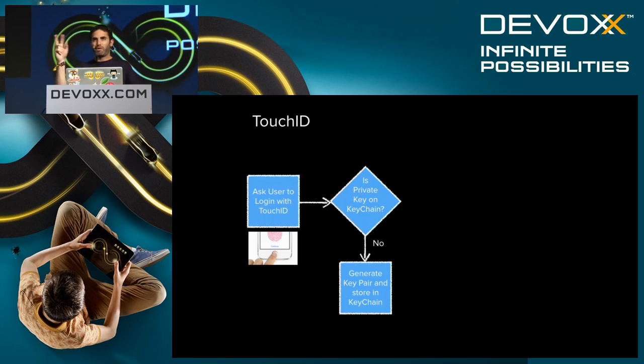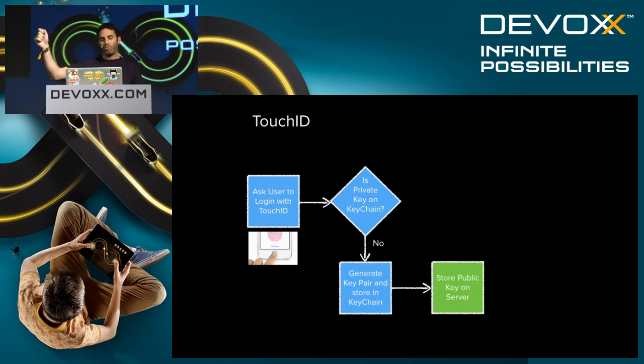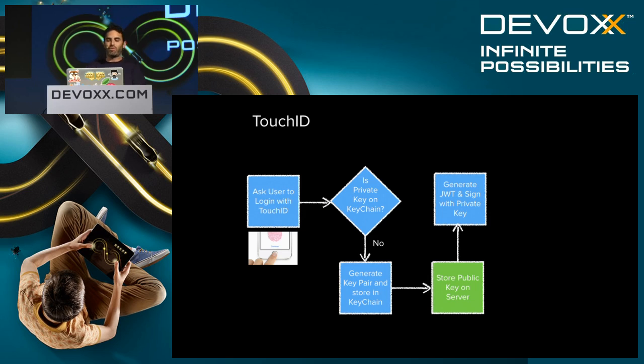You generate a private and public key pair using RSA crypto, and we store it in the keychain, right? The next thing that we do is we call a server and we send the public piece of the key, so that the server knows this is a new public key that you have to accept from now on, right? Then we generate the JSON Web Token using the private key that I have in my phone, and we sign it with that private key.